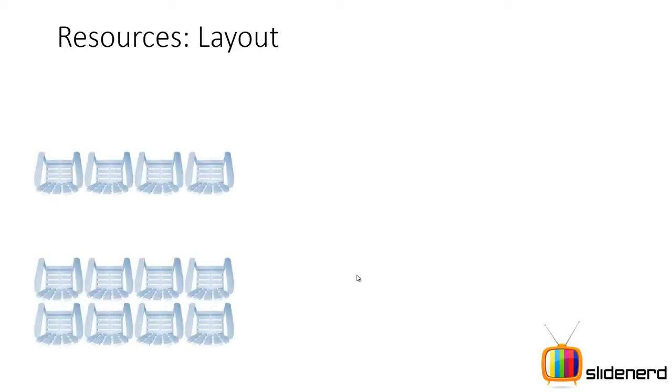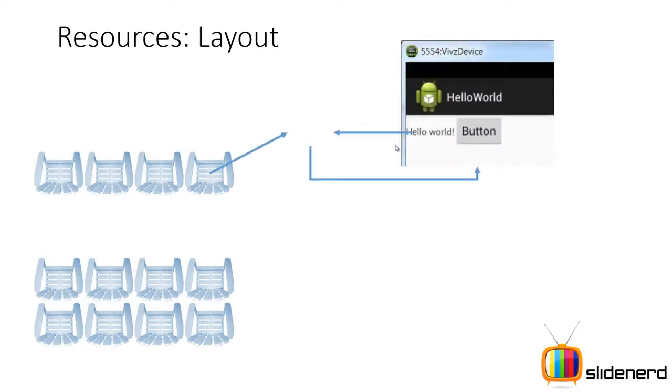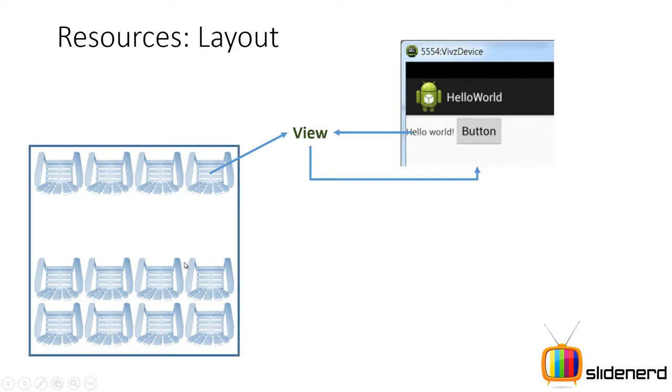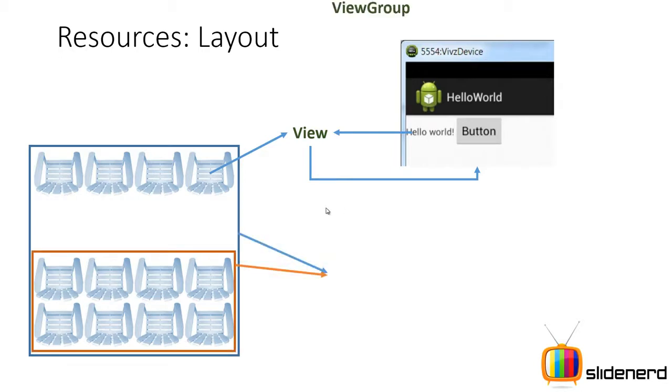So let me go ahead and show you first what I mean. If you see these chairs, each of these chairs is an individual object, right? Same way, your hello world text view, your button, they are all individual objects, and these objects are called views in Android, alright? Same way, you have these arranged in a rectangular fashion, right? Now this invisible rectangle, which you cannot see, is called a view group in Android.